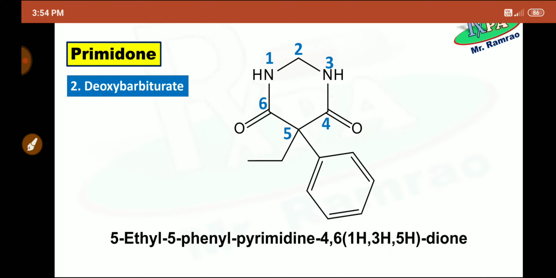So what is the difference between the two structures, phenobarbitone or phenobarbital and primidone? The difference is only at the second position where the ketone group is removed in case of primidone. Actually primidone is a prodrug which converts into phenobarbital inside our body after metabolism. Means primidone is a prodrug and it converts into its active metabolite phenobarbital inside the body after metabolism.